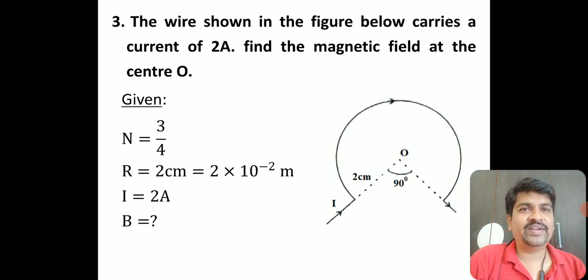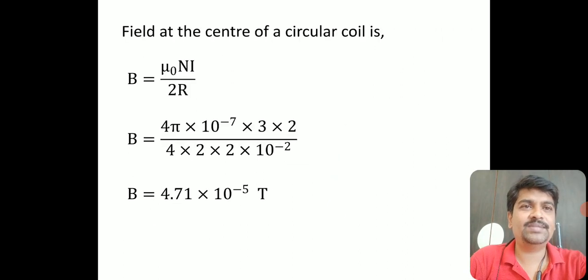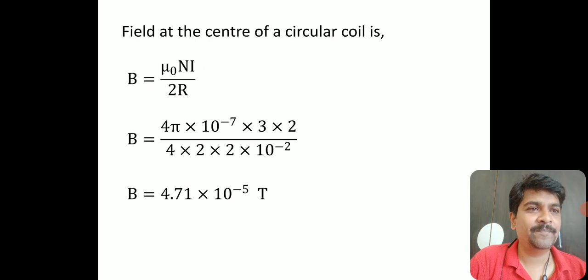Now the thing is to find the magnetic field at the center. It's a very simple equation: mu naught Ni divided by 2R. As I told you, the magnetic field due to a circular coil is mu naught Ni divided by 2R. This is the magnetic field at the center of the circular coil.